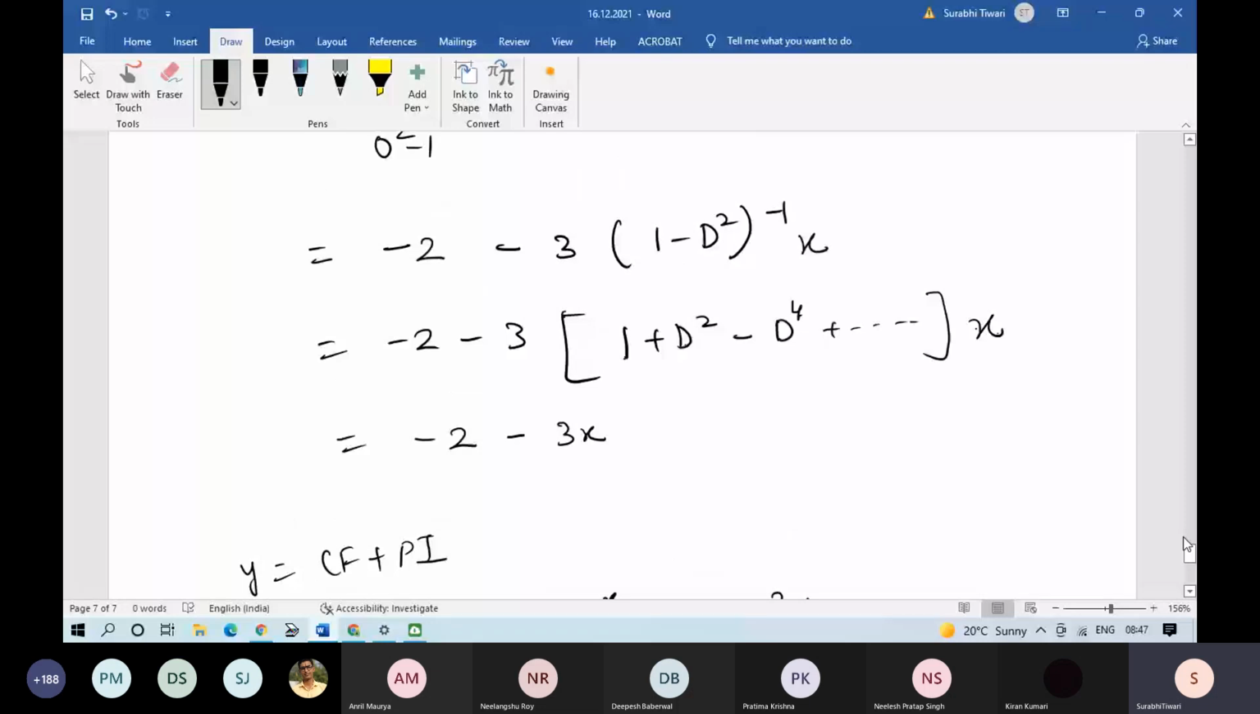ठीक. तो जैसे अब इस पूरे ये this is an operator, so this ये वाला जो है ये पूरा क्या है, this is an operator, and you have to apply this on this function. The function here is x. So when you apply 1 on x, you get x. When you apply d square on x, you get 0. When you apply d4 on x, you get 0, and so on. The powers on d will increase, so you get the 0 values. So the only non-zero value that you are getting from here is x.